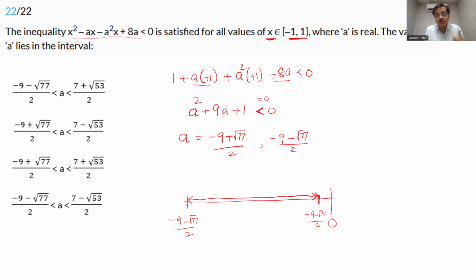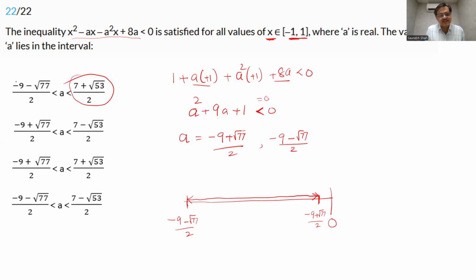Now compare the options. You can actually use x as +1, get another inequality in a, and get the range for a, which will be another way, because there you're going to have greater than 0. So now where do we go? Now imagine, your answer has to lie within this range.